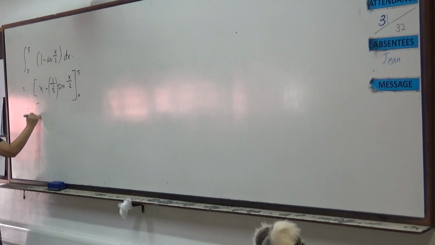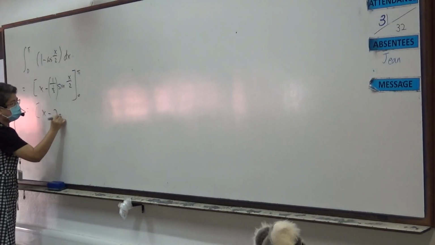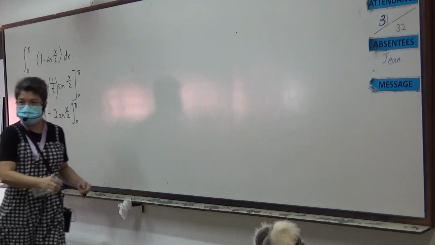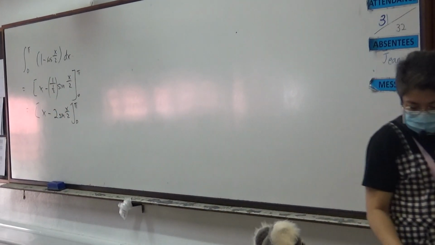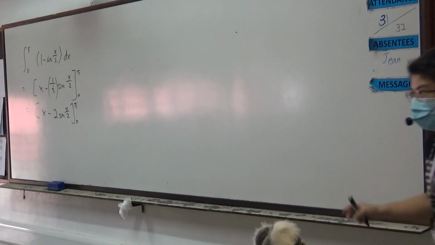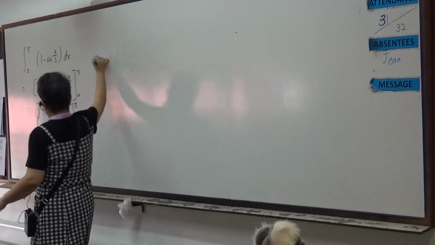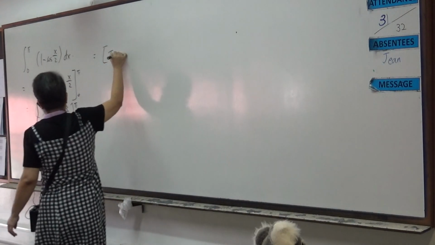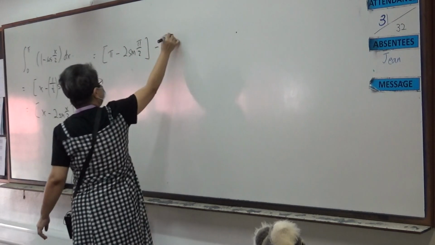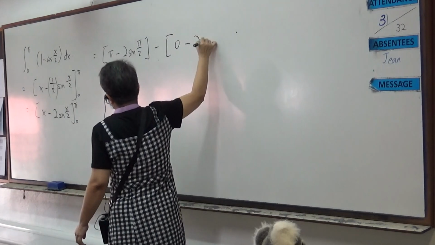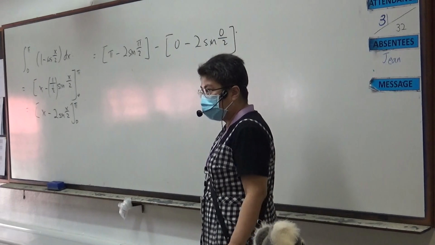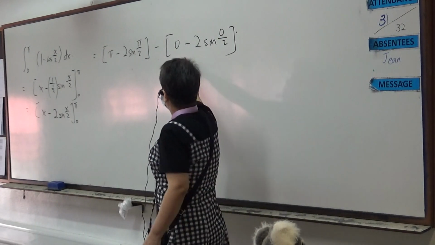So this one will simplify. X minus 2 sine x over 2 pi 0, right? Can you see I will get this? Everybody okay? Now, then how to evaluate this? It will be pi minus 2 sine pi over 2 minus 0 minus 2 sine 0 over 2. Understand? Now, this one is 0.